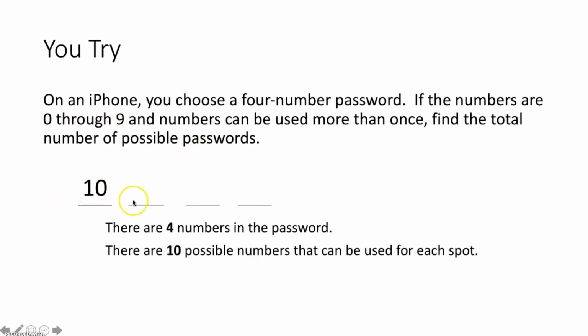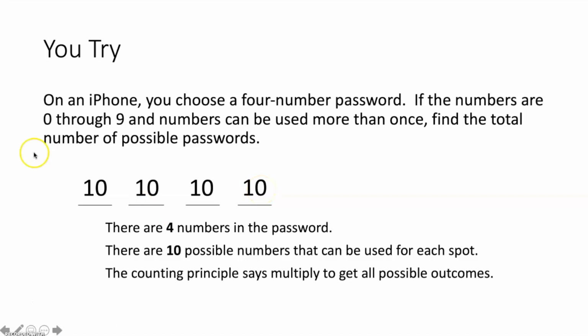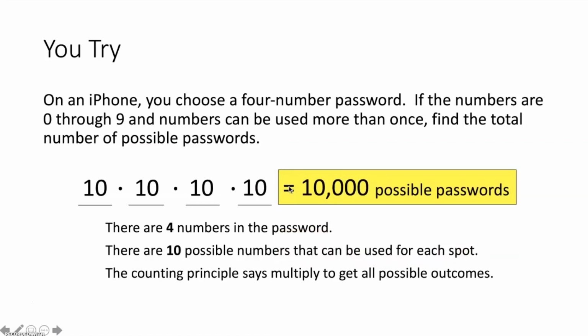Now, what about the next space? It says numbers can be used more than once, meaning your first choice will not affect your next choice, making this an independent event. So if I choose, let's say, 9 to be my first number, I could still choose 9 to be my next number. So I have 10 different numbers I could choose for my second number, 10 for my third number, and 10 for my fourth number. To figure out the total number of possible four-number passwords, the counting principle says I just multiply 10 times 10 times 10 times 10. I end up getting that there are 10,000 possible four-number passwords if the numbers you can choose from are 0 through 9, and those numbers can be chosen more than once.